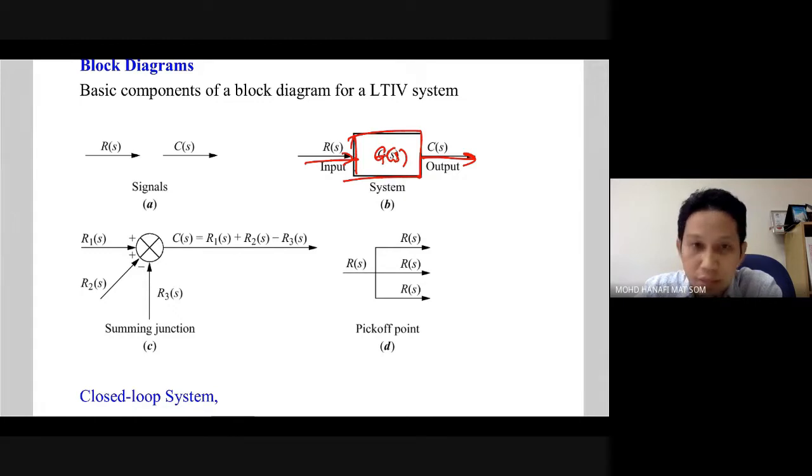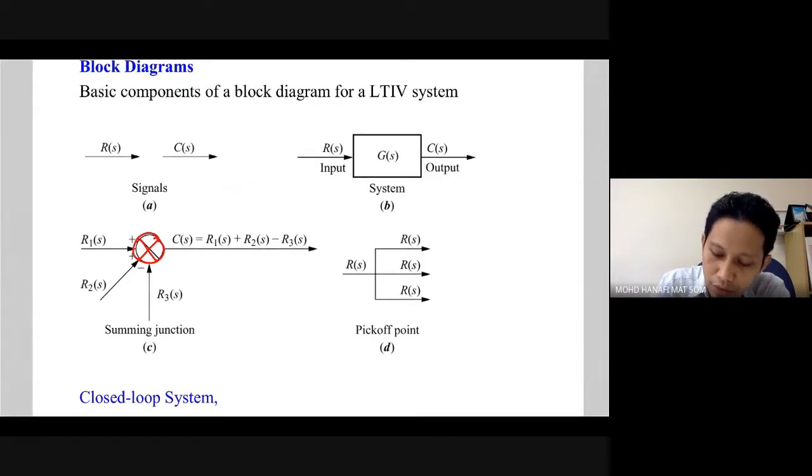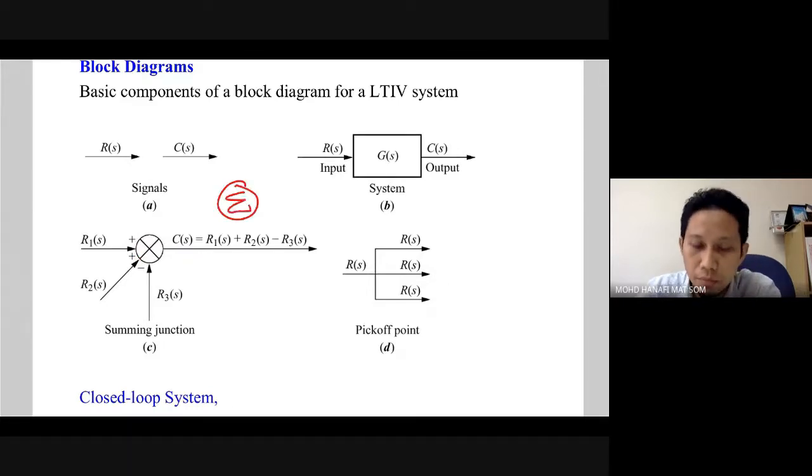Next, we have the summing junction. This is the summing junction, represented by a circle with an X inside. Sometimes you will also see the summing junction with the summation symbols inside the circle. This is the circle, and these are the summation symbols, for example plus, plus, minus. This is a summing junction.